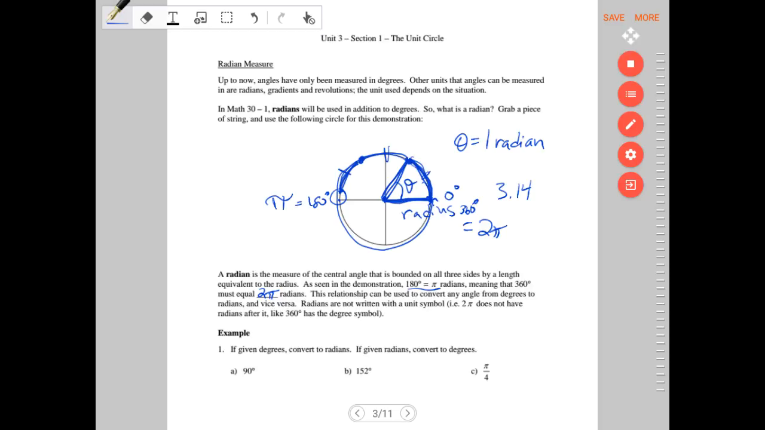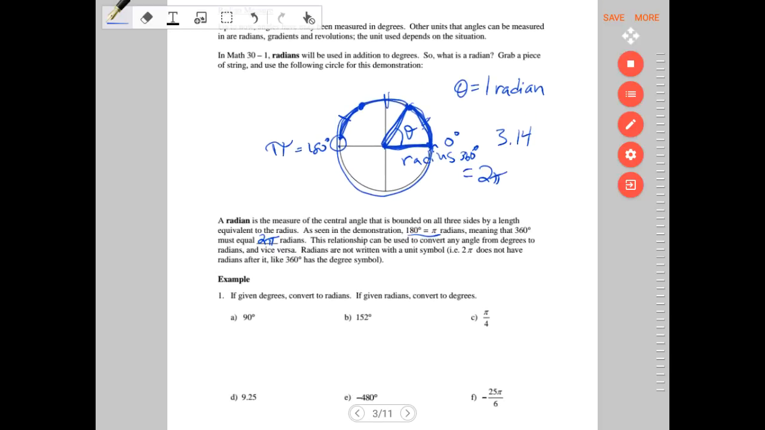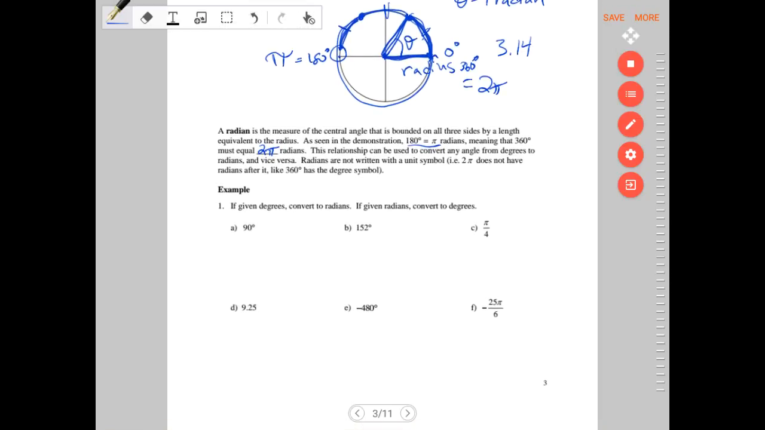Radians are not written with a unit symbol. For example, 2 pi does not have radians after it, like 360 has a degree symbol. Okay, so let's do a couple of examples. If you're given a question in degrees, convert it into radians. If you're given radians, convert it into degrees.